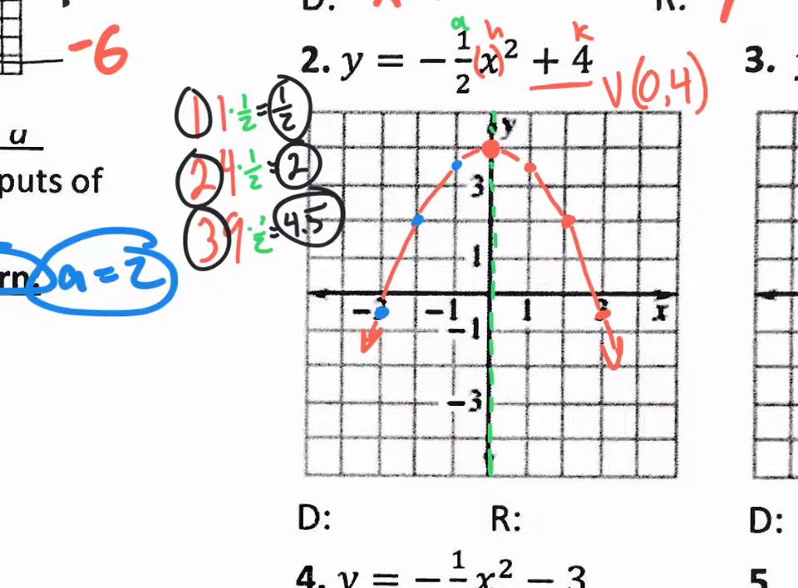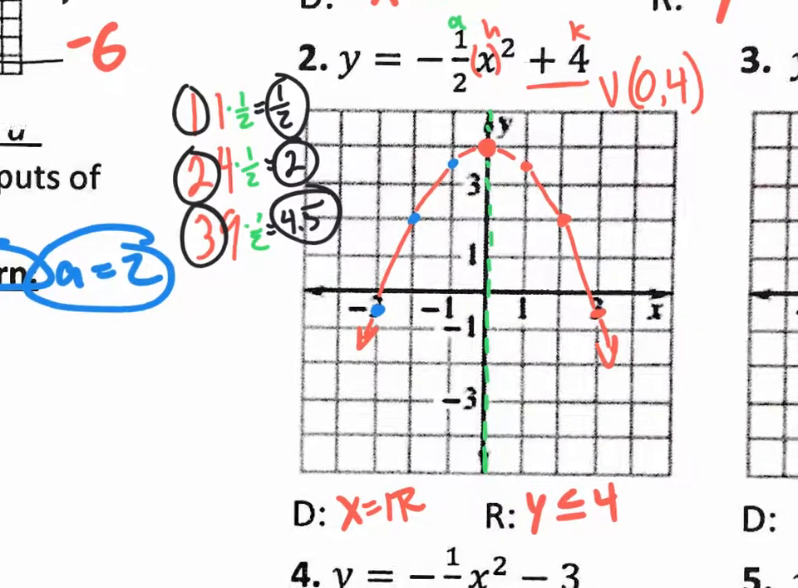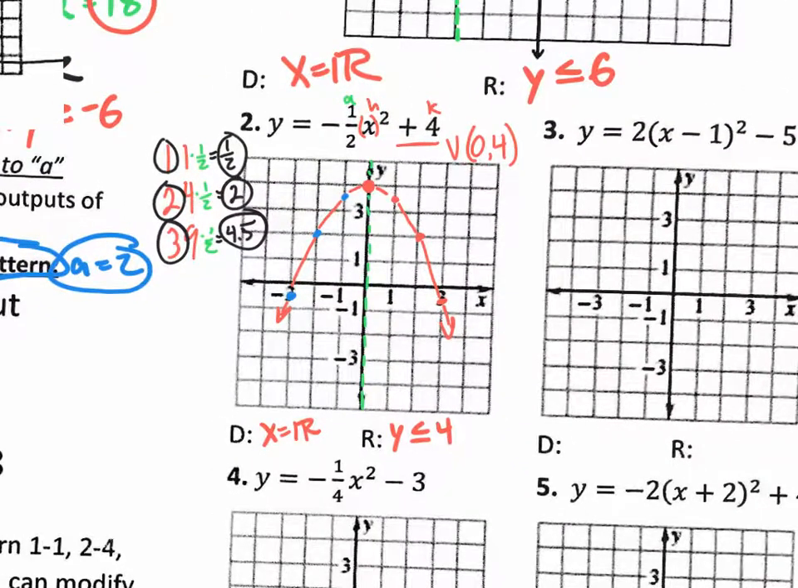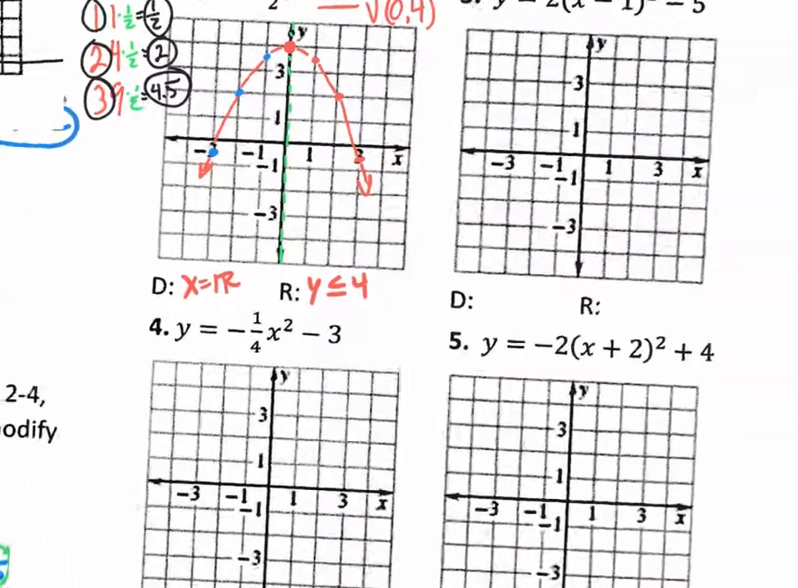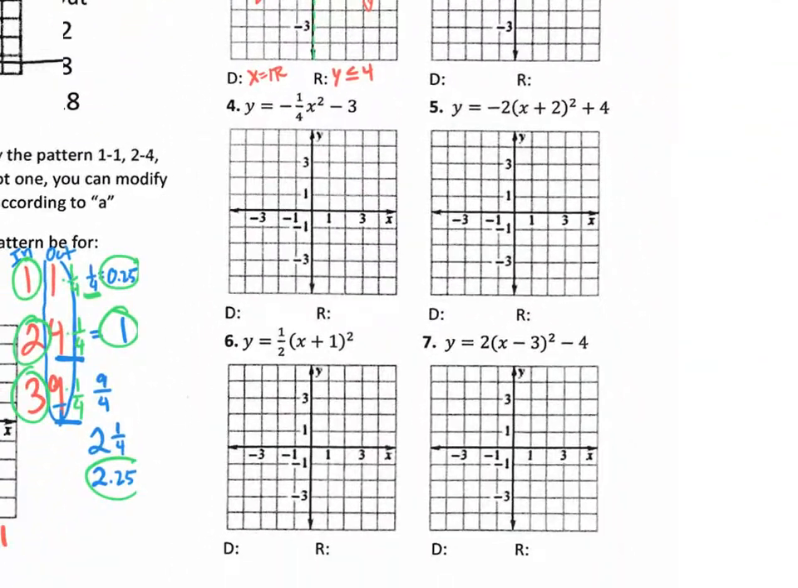So what's the domain right here? Yes, what's the range? That's right. Okay. So I believe that we have enough knowledge now to do the rest of these, 3, 4, 5, 6, and 7, right?